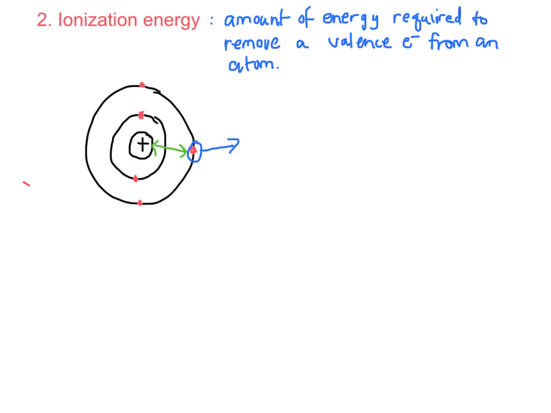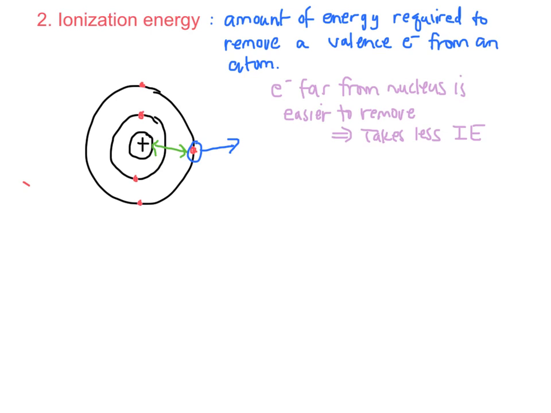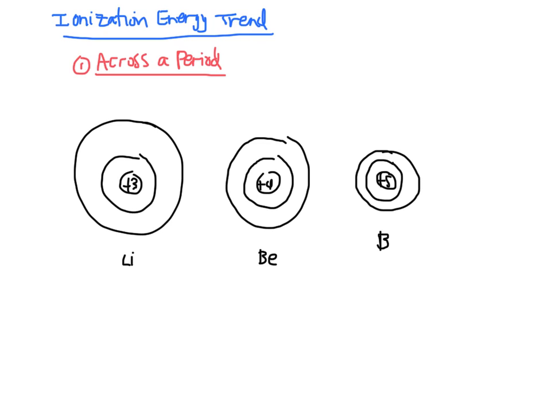So I think it goes without saying that if you have an electron that's really far from the nucleus, it would take less energy to remove it because it's so far from the pull of the nucleus. So it would have less ionization energy. And then, of course, an electron that's closer to the nucleus is going to be much harder to remove because it's being pulled on by the nucleus a little bit more, and it would take more ionization energy to remove it. So the trend as you go across a period.